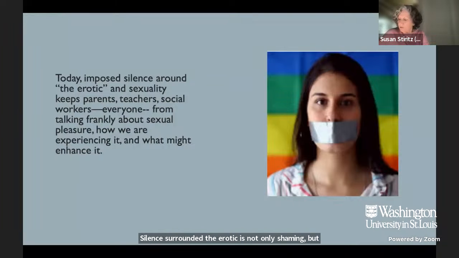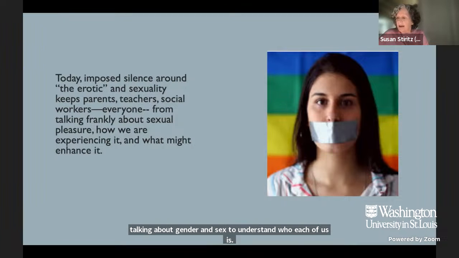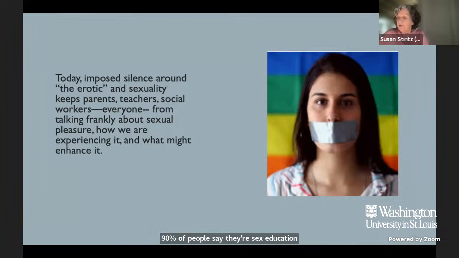The New York Times recently reported that college students have no idea how to talk about sex. And studies show that 46% of Generation Z identify outside one of the binaries. So certainly we need to be talking about gender and sex to understand who each of us is. 90% of people say their sex education has not prepared them to feel confident about best practices and having good sex. And we need to talk with young people now more than ever.